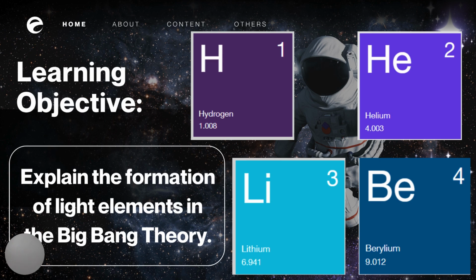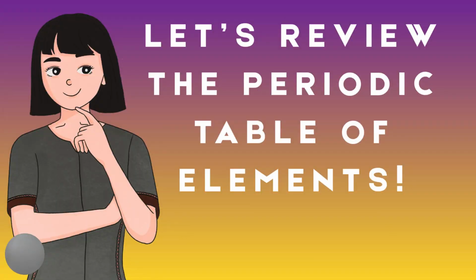At the end of this video, you should be able to explain how these light elements are formed. Here we have the four light elements, mga gaan nga elements: hydrogen, helium, lithium, and beryllium. But first, do you still remember the periodic table of elements? Let's review it.